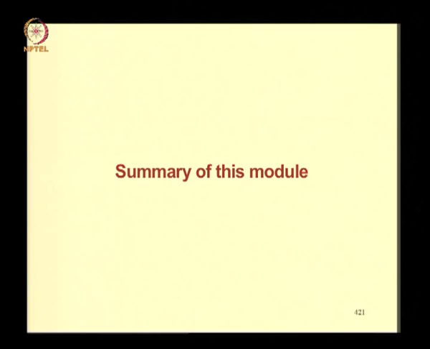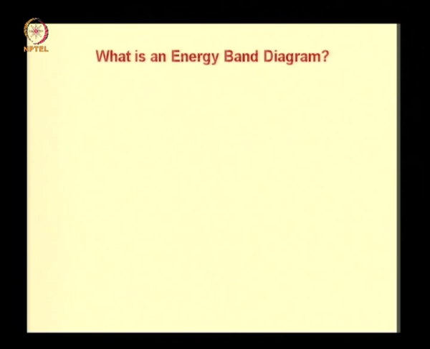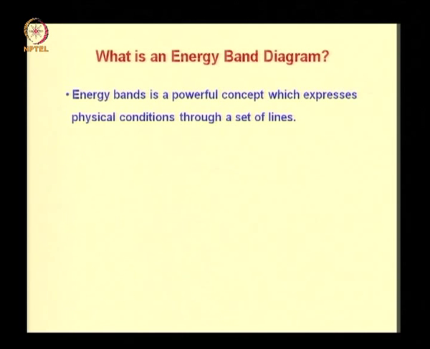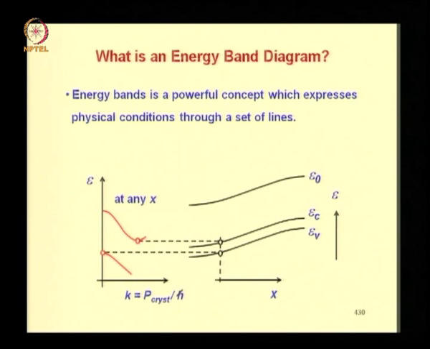Now let us begin a summary of the entire module. We started this module by answering the question, what is an energy band diagram? So we said energy band is a powerful concept which expresses physical conditions through a set of lines. So the set of lines were something like this. The diagram has two parts, E versus x as well as E versus k. Here we have shown a one dimensional picture. Essentially E versus x means E versus space, okay, and similarly E versus k; here in 3 dimensions it would mean E versus kx, ky and kz.